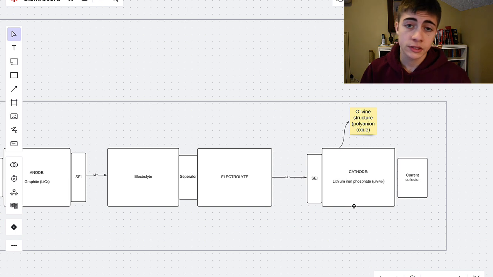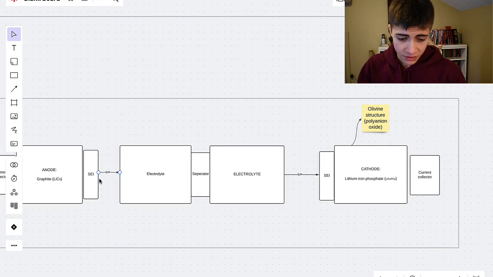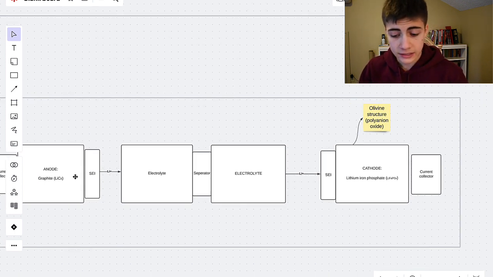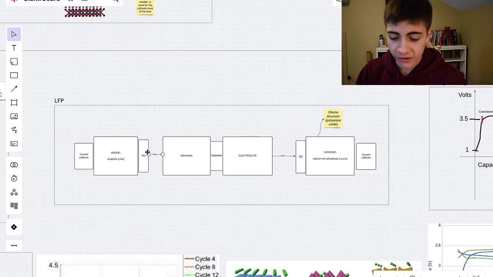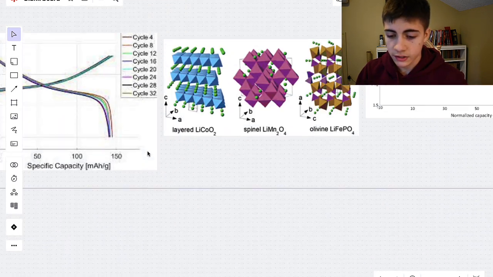As we talked about earlier, there are different types of batteries. The one I'm going to talk about first is LFP. A cathode is usually lithium metal and an oxide. So here there's lithium iron phosphate for the cathode, and then for the anode it's graphite, LiC6. What you really need to retain about LFP is that it's an olivine structure.